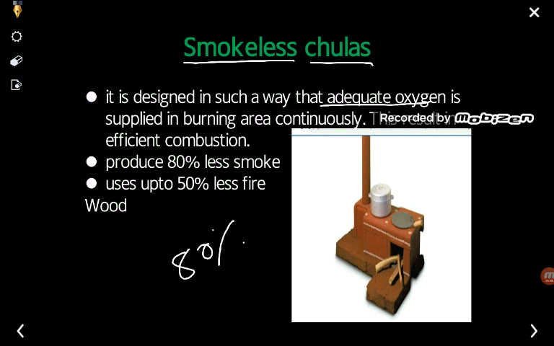You can say that the combustion process is fully completed, and because of that more and more heat energy is produced, and complete combustion of the fuel takes place. So it produces 80% to 90% less smoke. यहाँ पे 80% या 90% तक कम smoke तैयार होता है, and it uses up to 50% less firewood.